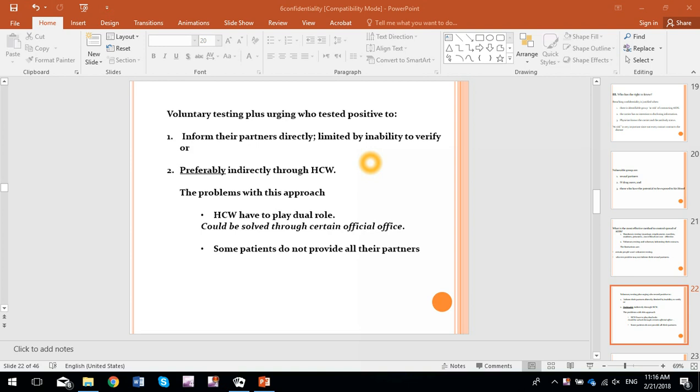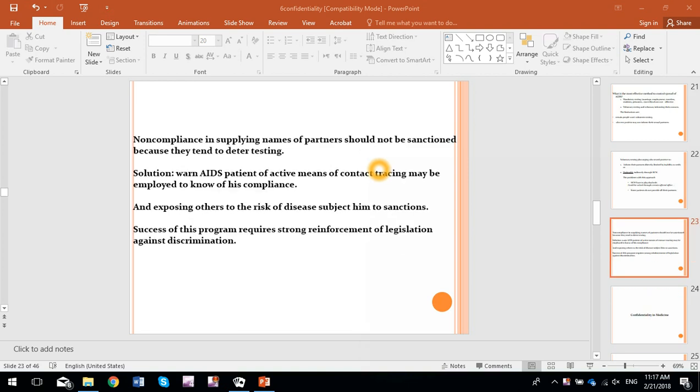But the problem with this approach is that the physician has to play a dual role. One is to treat patients, and the second is to inform partners. Again, the suggestion came out: why don't we set up an official office for these kinds of cases to be responsible for notifying the partners? But again, some patients do not provide all their partners. Again, the problem is not solved.